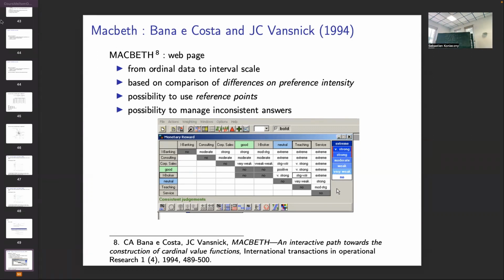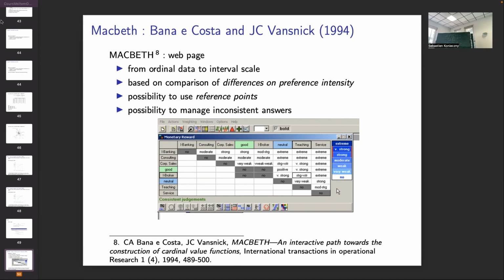A is better than B. Then they ask other questions in order to have an interval scale, and then they propose some utility functions. It is also very good that you can use reference points like neutral and good, because psychologically, Kahneman and Tversky, if you know their prospect theory, showed that you don't have the same utility if you evaluate something as a gain or as a loss.